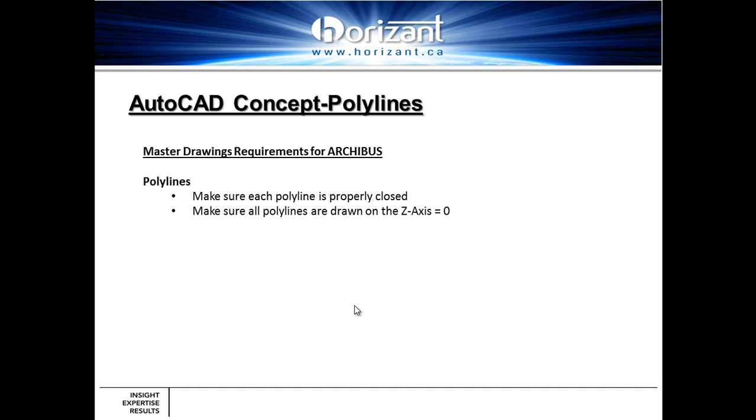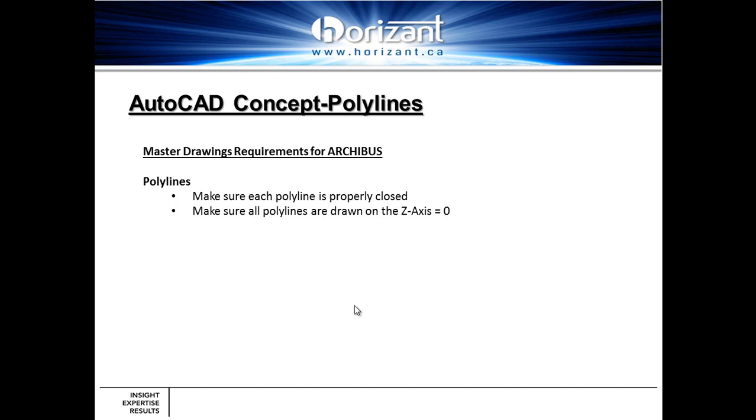A lot of people are familiar with the line command versus the polyline command. The line command allows you to draw individual lines, whereas the polyline is a closed object. That closed object will allow you to calculate the area, whereas the line command does not allow you to calculate the area.